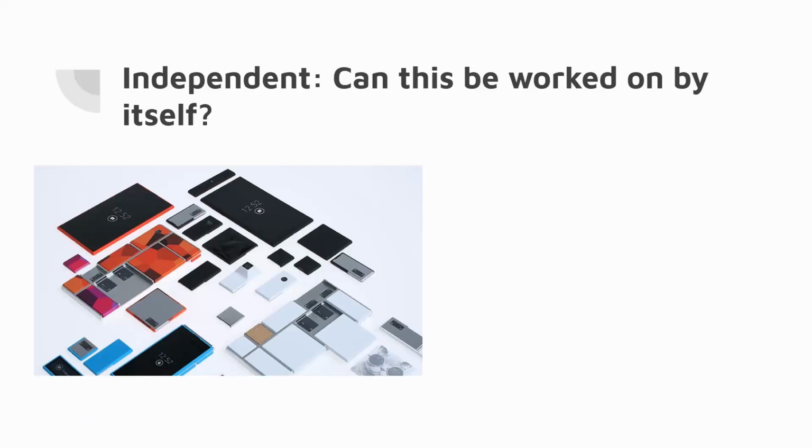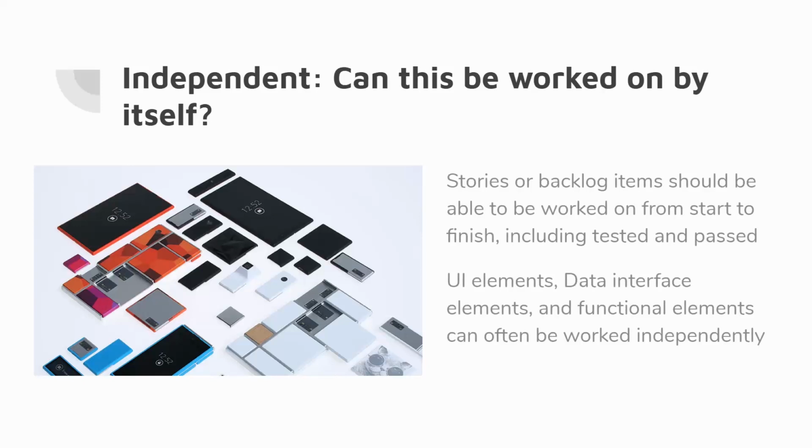Independent. Can this be worked on by itself? User stories have to be independent because in order for a sprint to be considered complete, you have to be able to complete all the different stories within that sprint. And if they're dependent on other stories, and for some reason that story that is dependent on doesn't get done, now your user story also doesn't get done, and it seems like you just couldn't get it done, but in truth, that story was just waiting on another story. So that can't happen in a sprint.